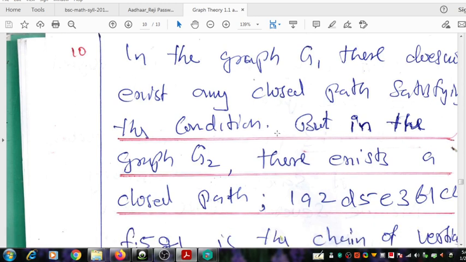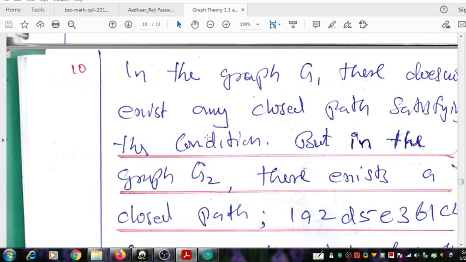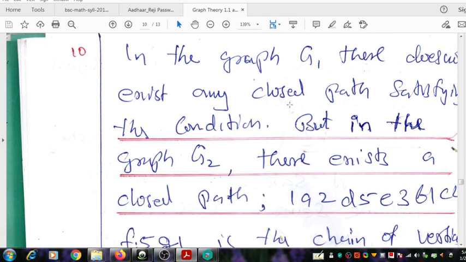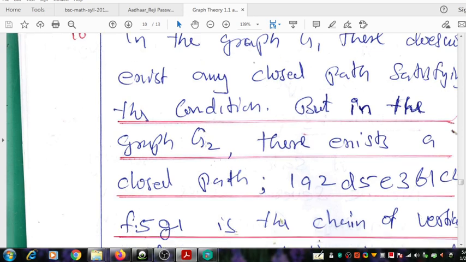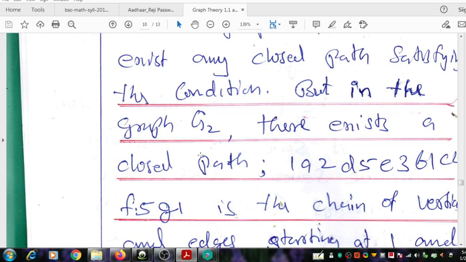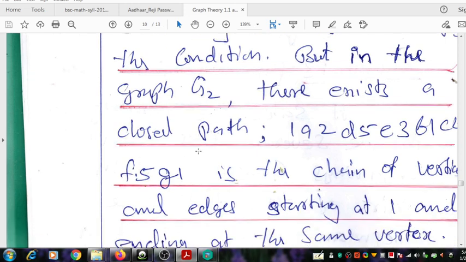What I have explained is written here in words and sentences, and you can go through it. I will quickly read it. In the graph G1 there does not exist any closed path satisfying the condition. What is the condition? The condition explained in the problem. But in the case of graph G2 there exists a closed path.